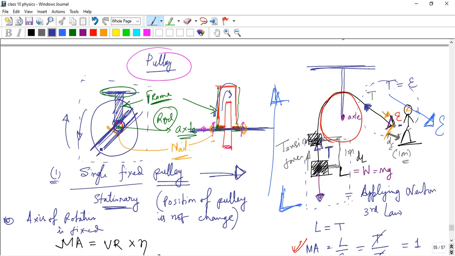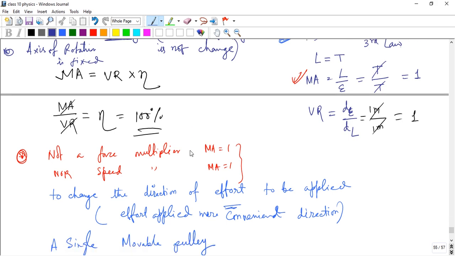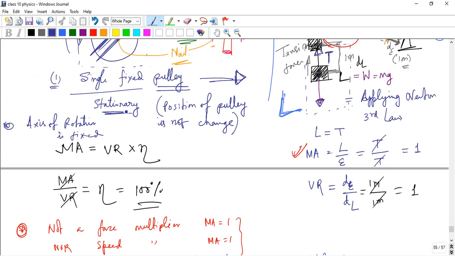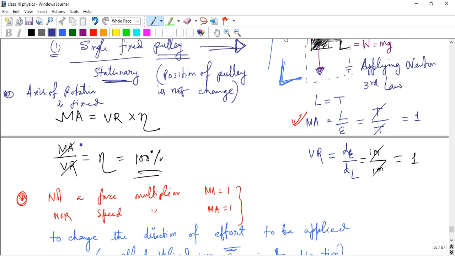I think there is an axle. The axle lies on that axis of rotation. Axle means that the axle lies on that axis of rotation or is parallel to the axis of rotation. Okay, that is a very important point. Axle is parallel to the axis of rotation. Clear? Very easy. So here, in that single fixed pulley, the axis of rotation is fixed.